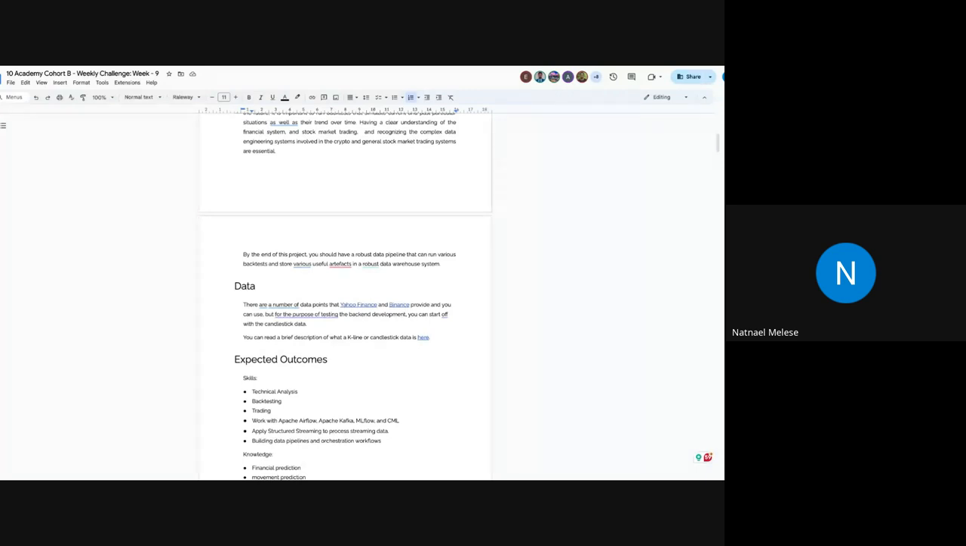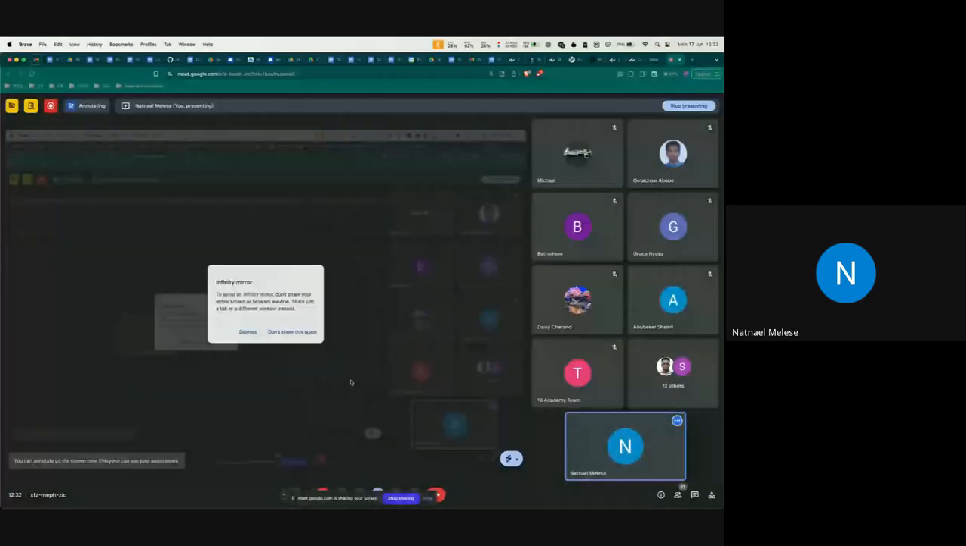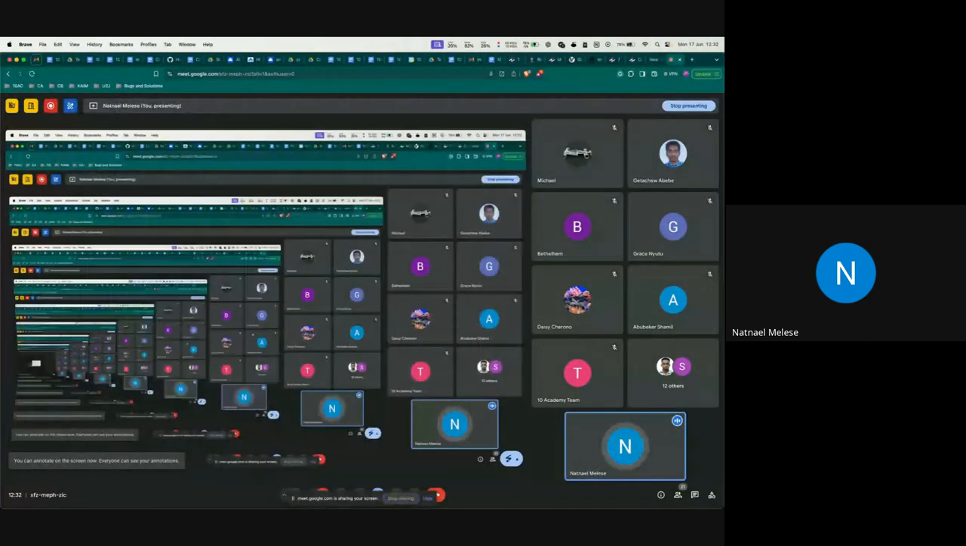So for example, if you have seen any image, let me just share my full screen if that helps. Okay, I think it is visible, right?